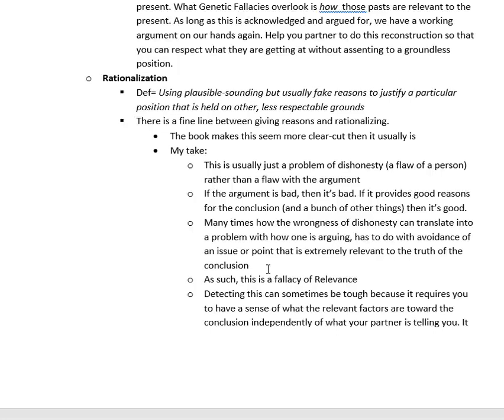So here's the definition that Edward Damer gives us: using plausible-sounding, but usually fake reasons, to justify a particular position that's held on other less respectable grounds. And I say here in my lecture notes, there's a fine line between giving reasons and rationalizing, and I think the book tries to make this seem more clear-cut than it actually or usually is. Rationalization is really a flaw of a person. Like I say here, it's usually just a problem of dishonesty or insincerity rather than a flaw with the argument. It's more about the attitude of the person arguing rather than the argument itself.